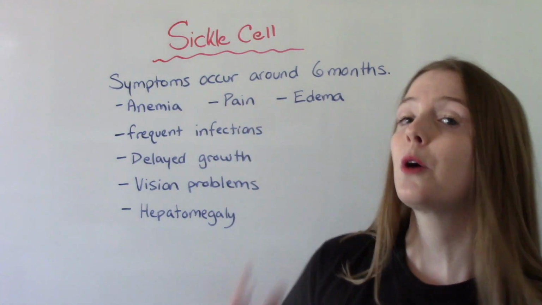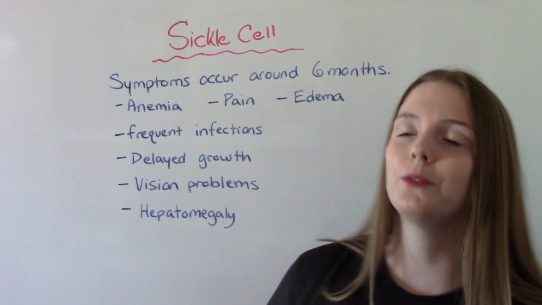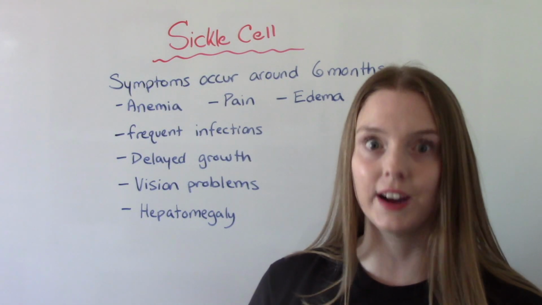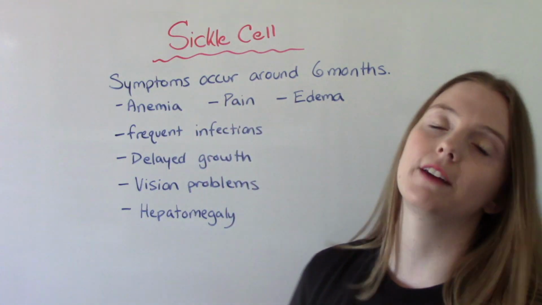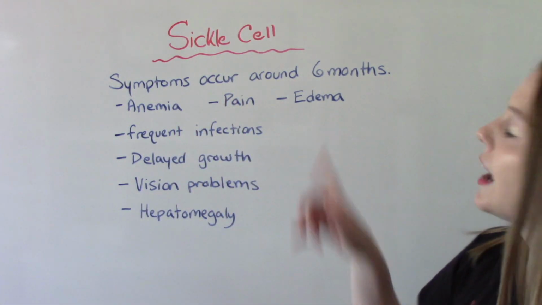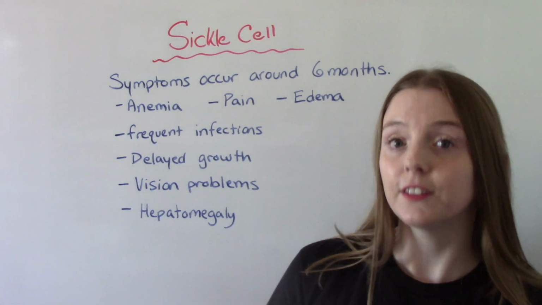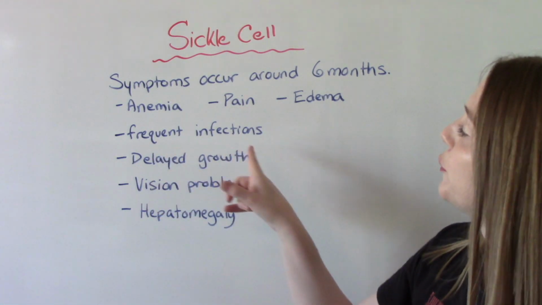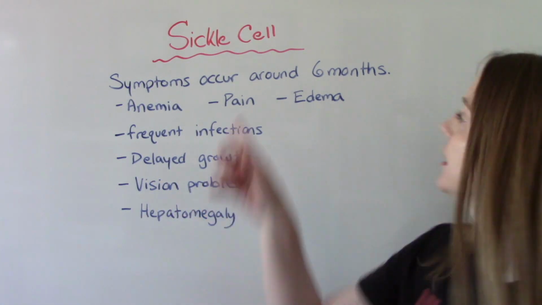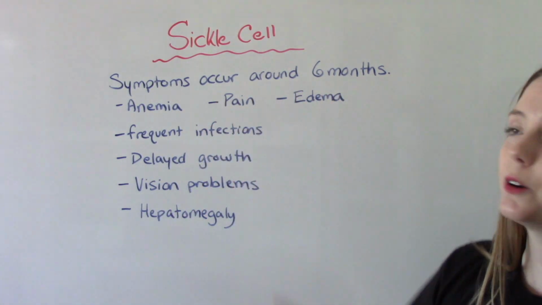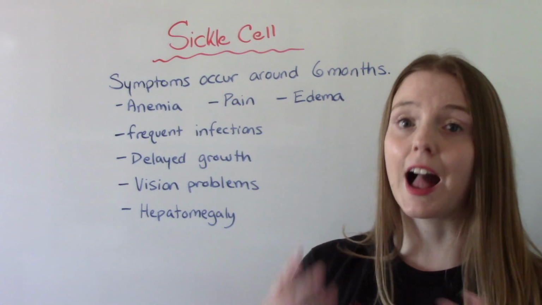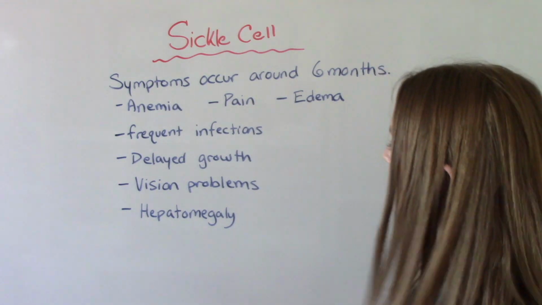Pain. When we don't have oxygen in our body, when we don't have oxygen to our tissues, our body tells us by giving us pain, right? That's a signal. So people who have anemia, sickle cell anemia, have pain. Edema, especially in the hands and the feet. Frequent infections. Delayed growth, especially with these little ones when we start noticing it when they're babies and toddlers, so delayed growth because of that lack of oxygen and nutrients.